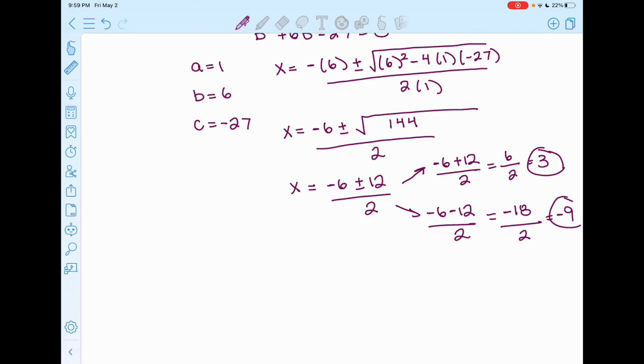So with the quadratic formula, make sure you label your a, b, and c values correctly when your equation equals 0, and use your calculator to plug in step by step until you get your two solutions.